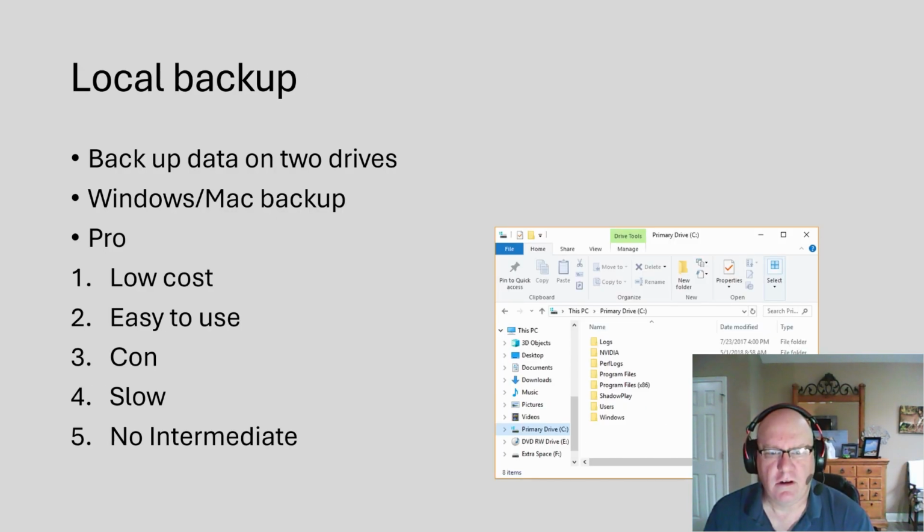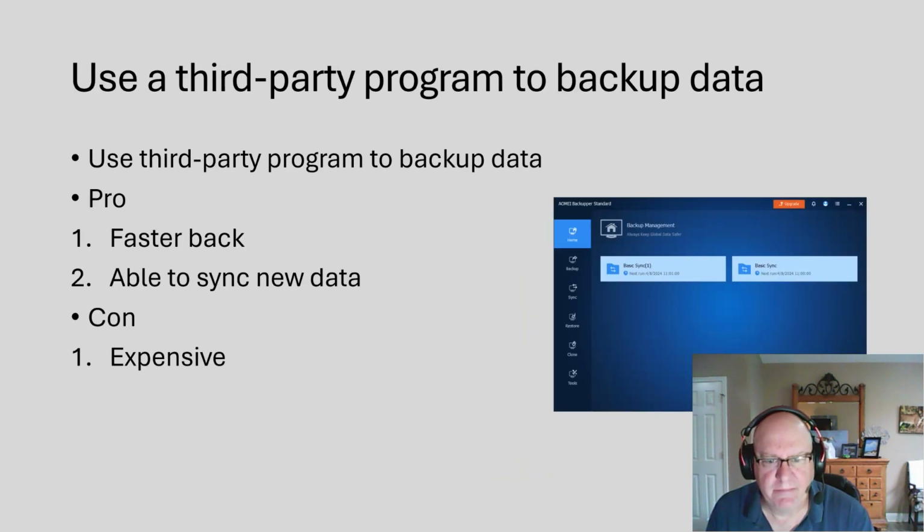Now, for local backups, one thing that you can do is simply use your operating system, either Mac or Windows, and do backups that way. This option is very low cost. It's very easy to use. The cons to this is that it's slow. It can take you a long time to back up your data, and you can't do intermittent backups. You can't just back up what has changed on your data. So if you do uploads every day or every couple of days, you can't just back up those. You have to back up everything.